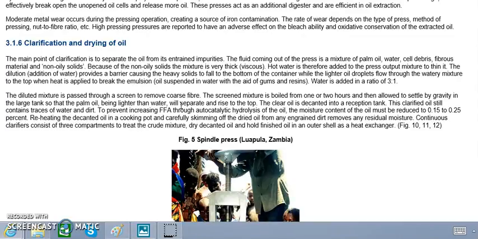The screened mixture is boiled for 1 or 2 hours, and then allowed to settle by gravity in large tanks so that the palm oil, being lighter than water, will separate and rise to the top. So we are making use of the difference in densities of the oil and the water. So the expectation is that the oil will float and the water will be below.